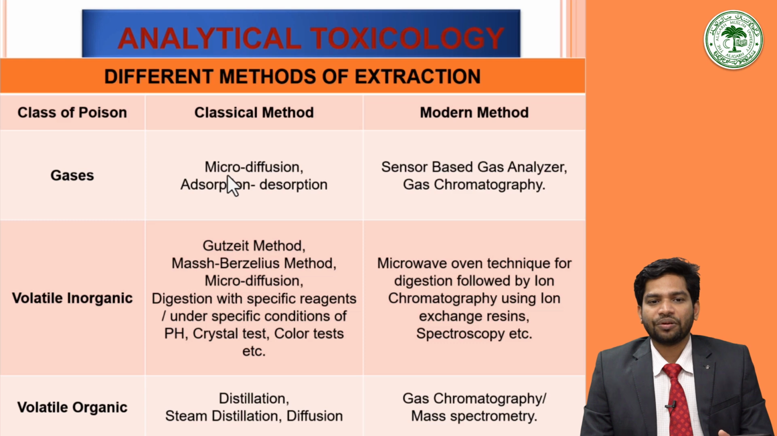For the gases, we perform microdiffusion, adsorption, desorption. Then modern methods include the gas analyzer, gas chromatography, volatile inorganics, Gutzeit method, mass spectroscopy method, microdiffusion, dilution with specific reagents under the specific condition of the pH, crystal test, color test. Then the modern technique for the volatile inorganic is the microwave oven technique for dilution, followed by ion chromatography using ion exchange resins, spectroscopy. For volatile organic compounds, distillation, steam distillation, diffusion, then gas chromatography, mass spectrophotometry.